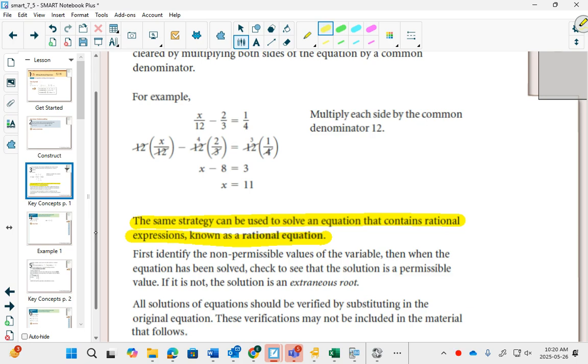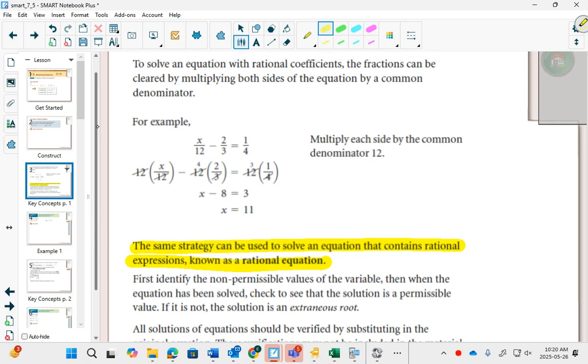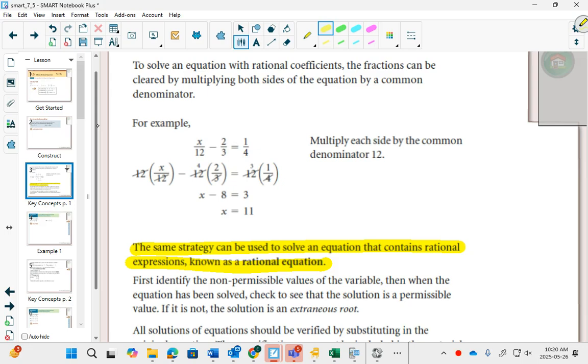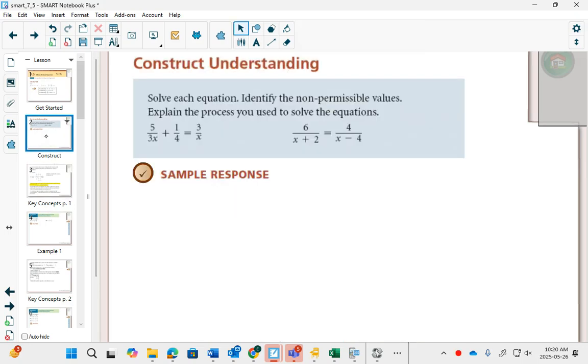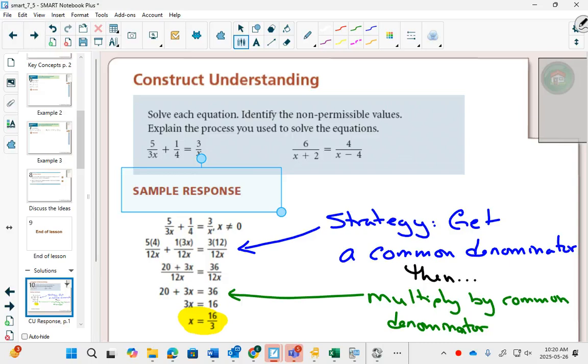The strategy, and we did it in the one before, here's our strategy, highlighted. Get a common denominator. Just like adding and subtracting fractions, solving rational equations, the strategy is to get a common denominator because we want to get rid of the fractions. As soon as you get rid of the fractions, as with this green arrow here, you send it back to a grade 9 solving equation.